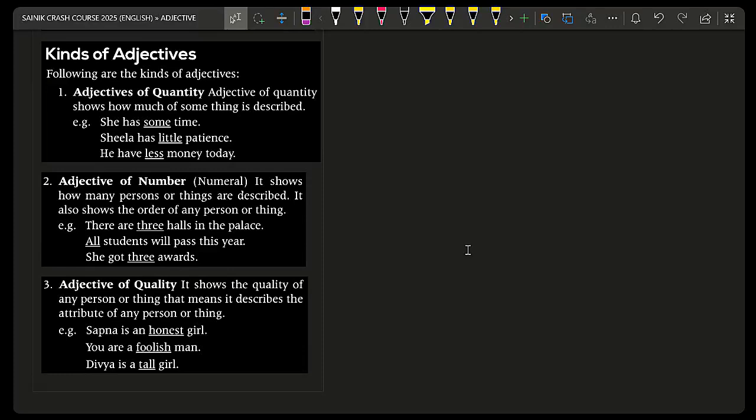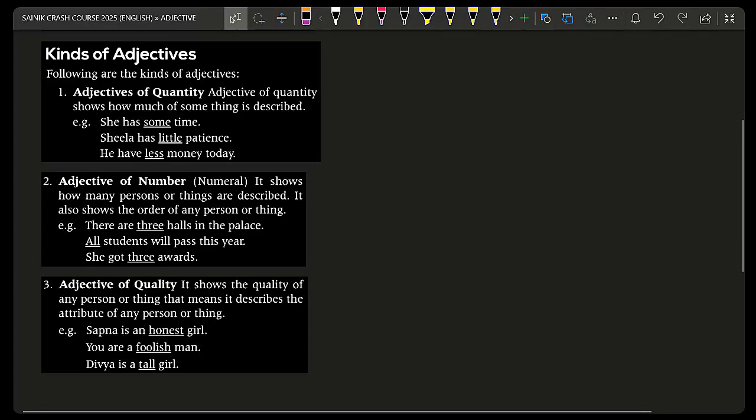Sapna is an honest girl. So here honest is describing the quality of that girl. So the word honest is an adjective here. Which type of adjective? Adjective of quality. You are a foolish man. So which type of man? Foolish man. Adjective of quality. Divya is a tall girl. So tall says how high the girl is. This is an adjective of quality.